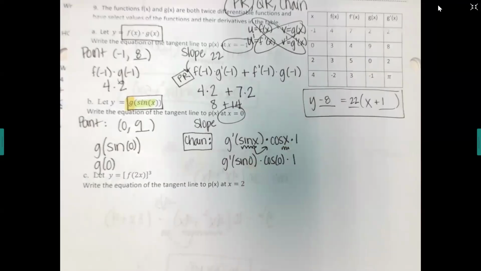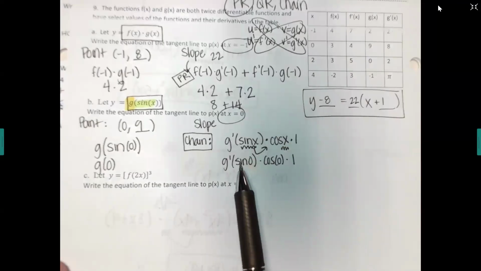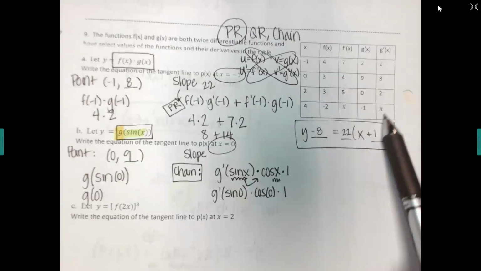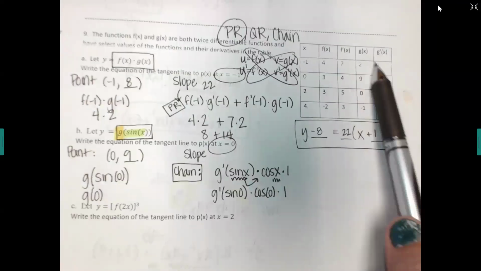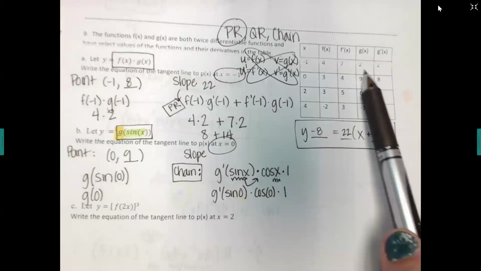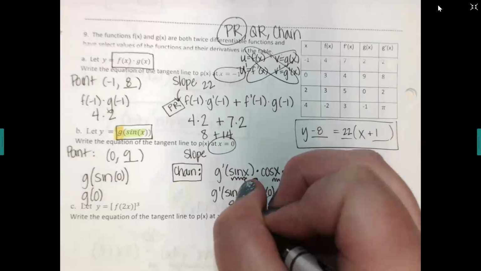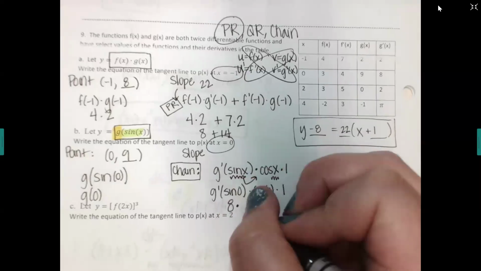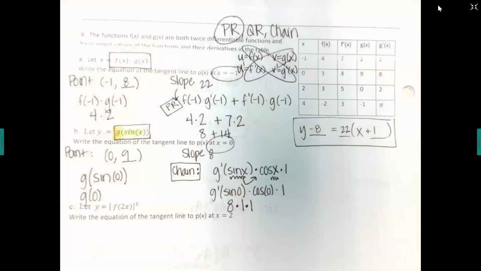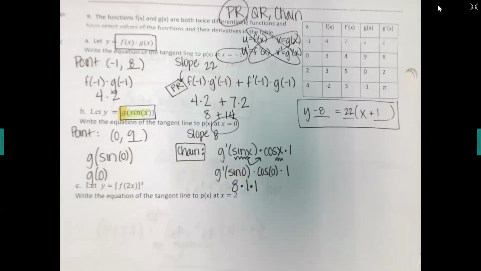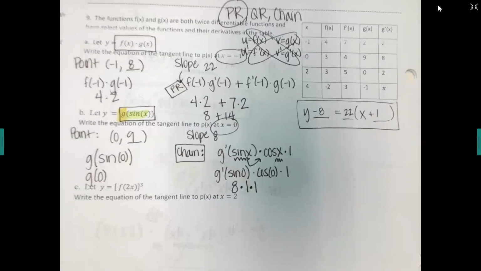What did we say that sine of 0 is in the middle? 0, and then g prime of 0 comes from where? From the chart. Okay, g prime of 0 is 8. What's the cosine of 0? 1, and then 8 times 1 times 1 is 8. Sine of 0 is 0, and then I went to g prime of 0. Cosine of 0 is 1. And then you did another times 1 just at the end. Because of the x, yeah.